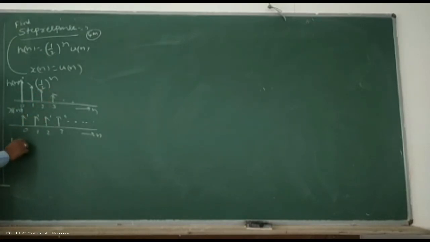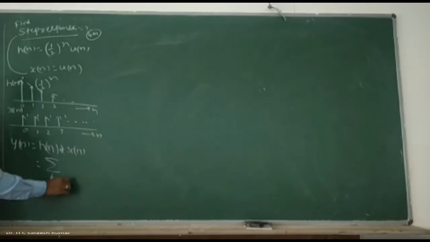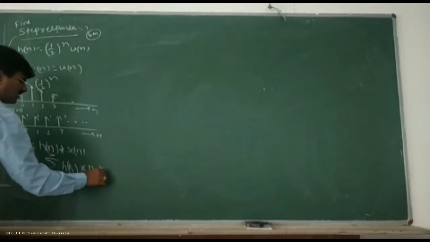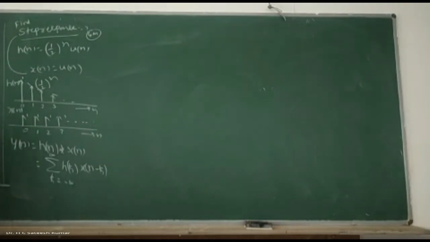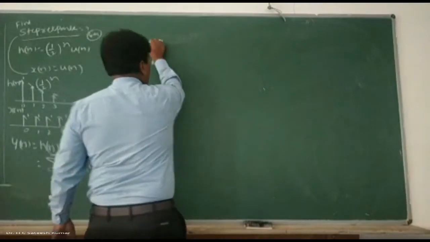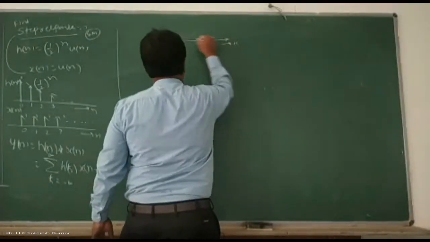So y of n is equal to h of n convolution with x of n, which is nothing but summation k varies from minus infinity to plus infinity, h of k into x of n minus k. Since h of n is time dependent, I'll keep that constant. This is independent of time amplitude, so I am keeping it as the second part. Now h of k, same thing with the k axis changed. So this is your k axis, h of k.